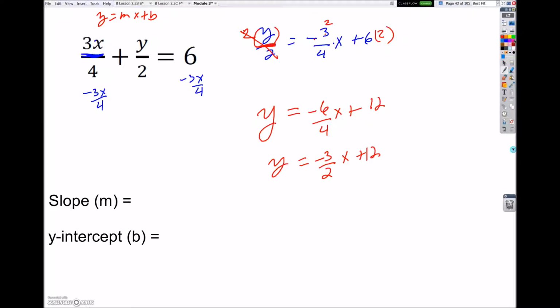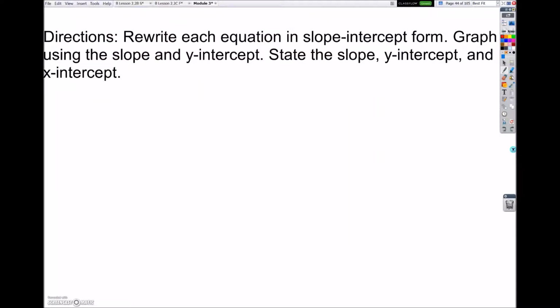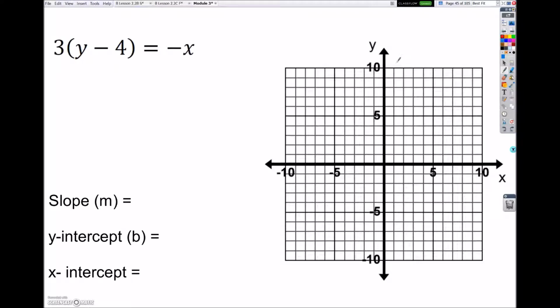So now I can identify what my y-intercept is, which is 12. And my negative 3 over 2 is my slope, which will be going down 3 over 2. Now that I feel comfortable finding what my slope is and what my b value is, I can go ahead now and rewrite these equations in slope-intercept form, and I can graph it. So that's what we're going to do here.